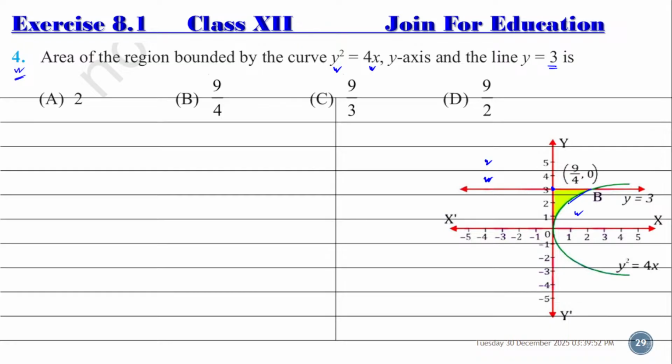This is the parabola, and it asks us the area of the region bounded by the curve. It means that we are asked the area of this part. So here y changes from 0 to 3. So we find out the value of x here. The value of x will be y square by 4. There is no problem to understand. Let's see the solution of this question.